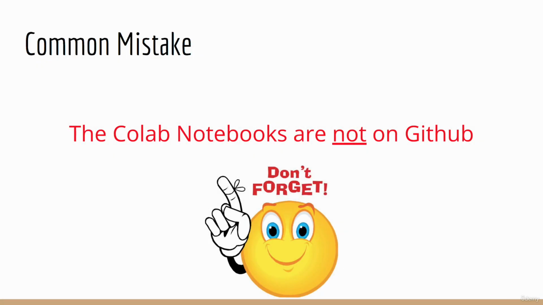Now, there's one mistake that many students make, even after I've mentioned it once or twice. Therefore, I found that it is necessary to mention it 3 or more times. So far, this seems to be the magic number. Okay, so what's the mistake? It's that people forget that the Colab notebooks are not on GitHub. So I repeat, the Colab notebooks are not on GitHub. And let me repeat that one more time for good measure. The Colab notebooks are not on GitHub. Okay, so hopefully that's enough to get the point across.